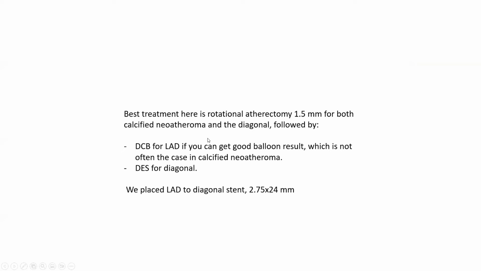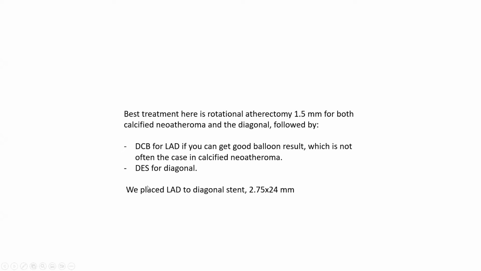After we prep it with rotational atherectomy, we can do DCB, but since it's neoatherosclerosis that is heavily calcified, I doubt DCB will give us a good result. So after rotational atherectomy, for the LAD, DCB, if we can get a good balloon result, but that's doubtful considering that we have calcified neoatheroma. Now for the diagonal, which is native disease, not in-stent disease, I would do DES after rotational atherectomy.